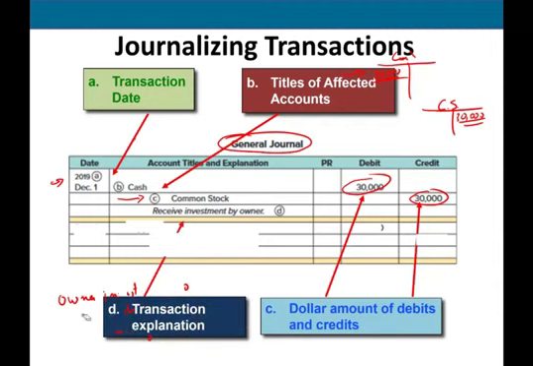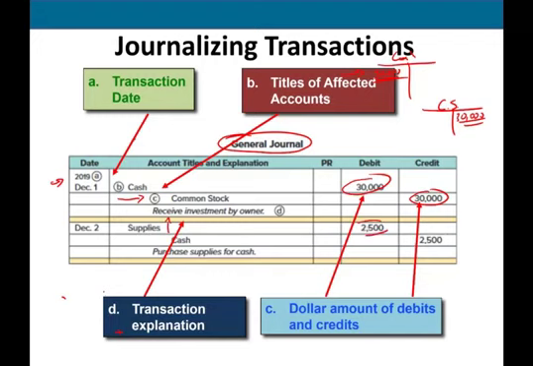So this is the first transaction. This is how we journalize. Let's look at the second transaction, which took place on December 1st. We bought supplies for cash. So supplies went up. Supplies is an asset. We debit supplies, and we credit cash because cash is going down. Supplies is listed first because supplies is the account that's being debited.